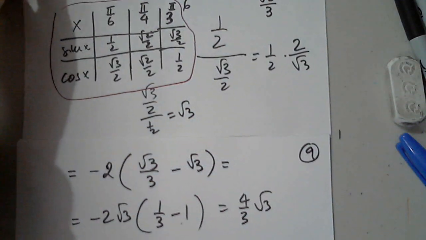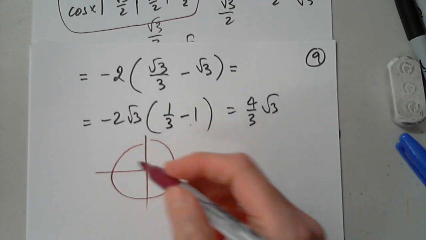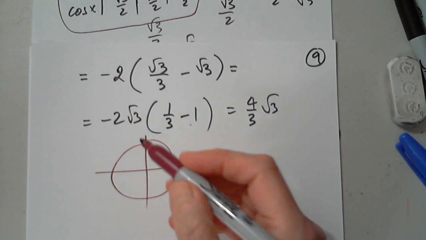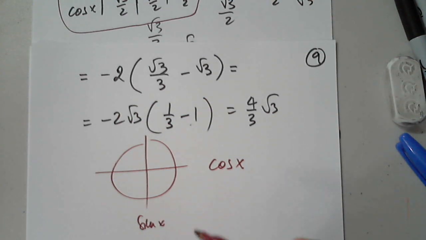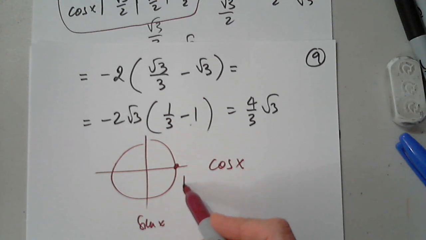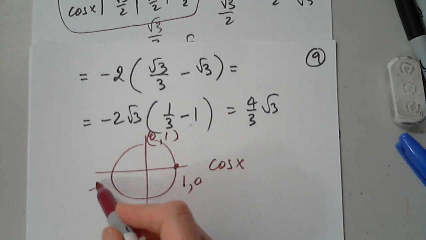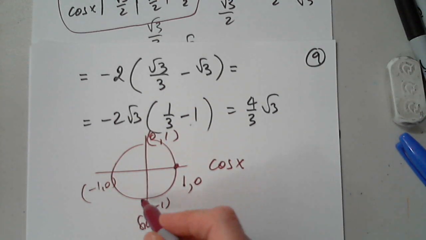In addition to this little table, you need to remember that cosine is measured here and sine is measured here. So here, cosine is 1 and sine is 0. Here, cosine is 0 and sine is 1. Here, -1, 0, and 0, -1. So these you need to know. 1, 2, 3, 4. In addition to that little table. But beyond that, you don't need anything.